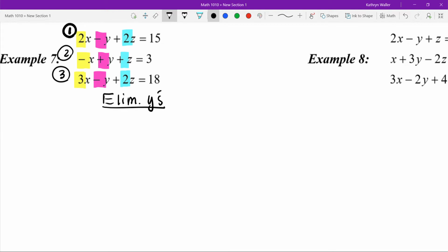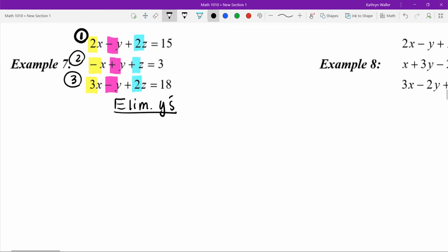Okay? So you guys, over here, I want you to write 1 and 2. So I'm using equation 1 and equation 2, I'm adding those together, and the y's automatically eliminate. So look, guys, 2x minus 1x is an x. A negative y and a positive y goes away. 2z plus 1z is 3z, and 15 plus 3 is 18. So all I did is add equations 1 and 2 together, and the y's went away.